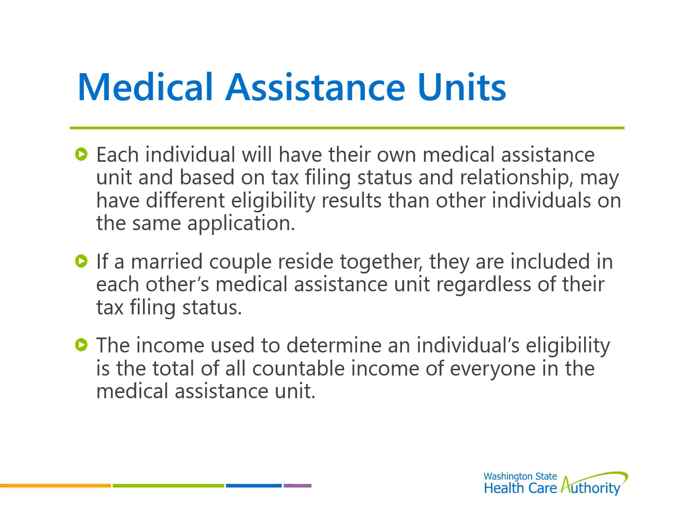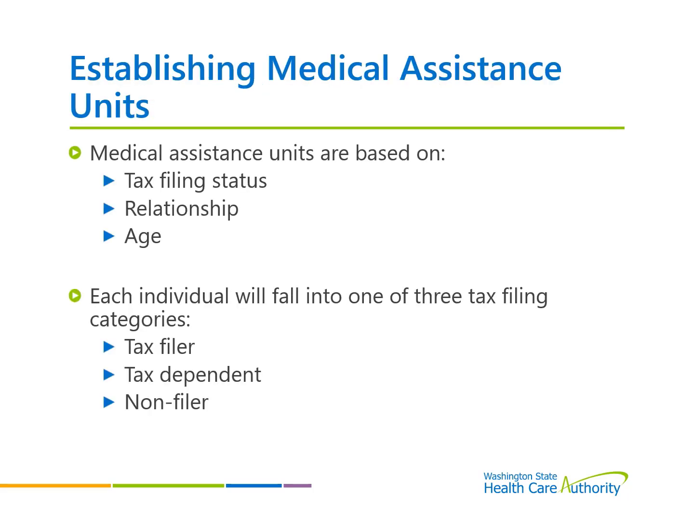If a married couple reside together, they are included in each other's medical assistance unit regardless of their tax filing status. The income used to determine an individual's eligibility is the total of all countable income of everyone in the medical assistance unit. Establishing medical assistance units.